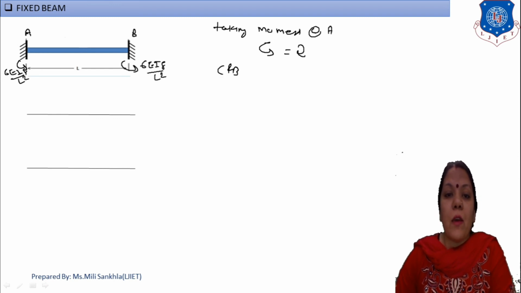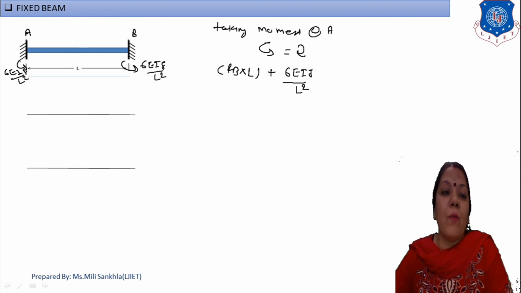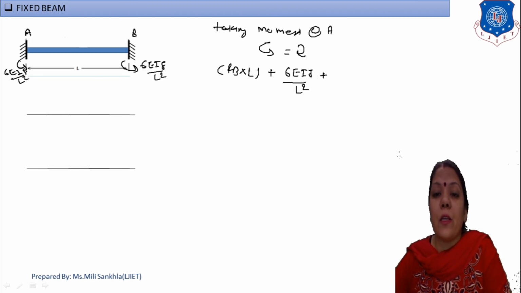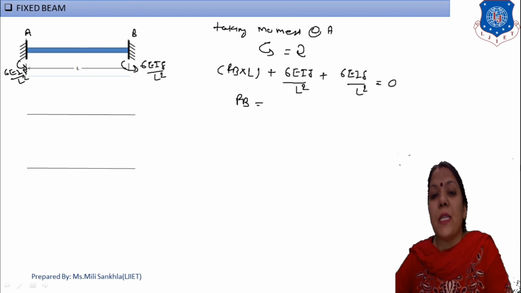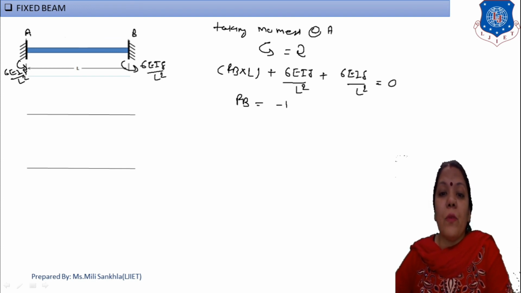Now RB into distance L, support reaction B rotates with respect to A point anti-clockwise, RB into L, and from A point the given first moment is anti-clockwise, mention here 6EI delta by L square, and the second moment is also anti-clockwise, so mention on the anti-clockwise side 6EI delta by L square is equal to 0. Now RB is equal to this moment on the opposite side, 6 plus 6, 12, but change the sign from left to right, 12EI delta, and this L will go in the denominator.